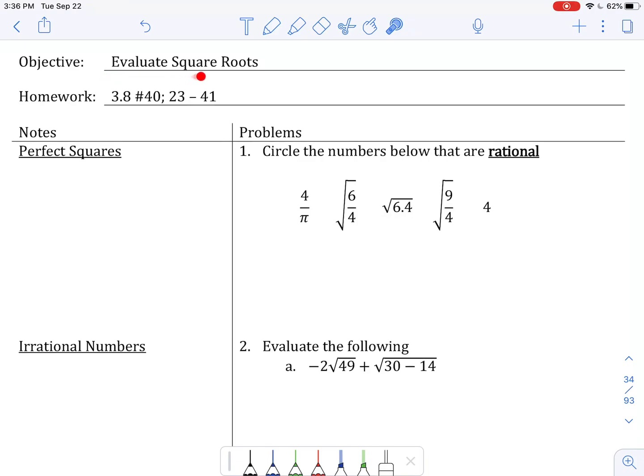We are going to be talking about evaluating square roots, so make sure that you are on the correct page of your guided notes, and we're going to get started.